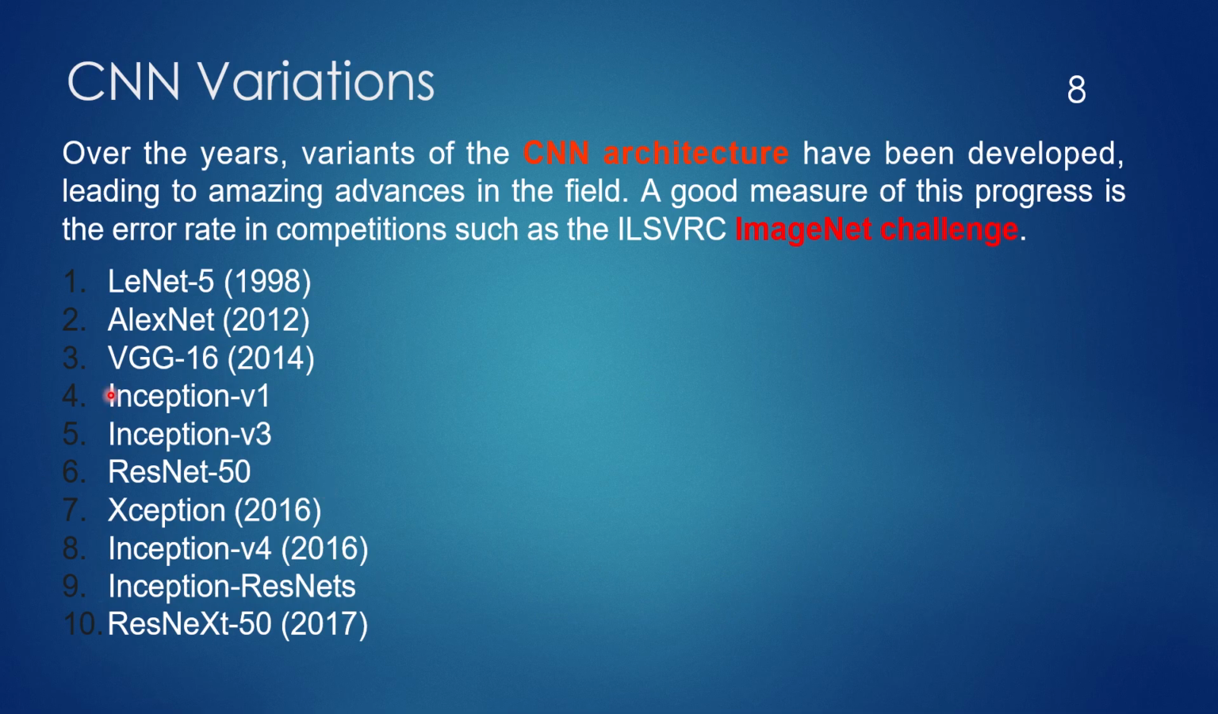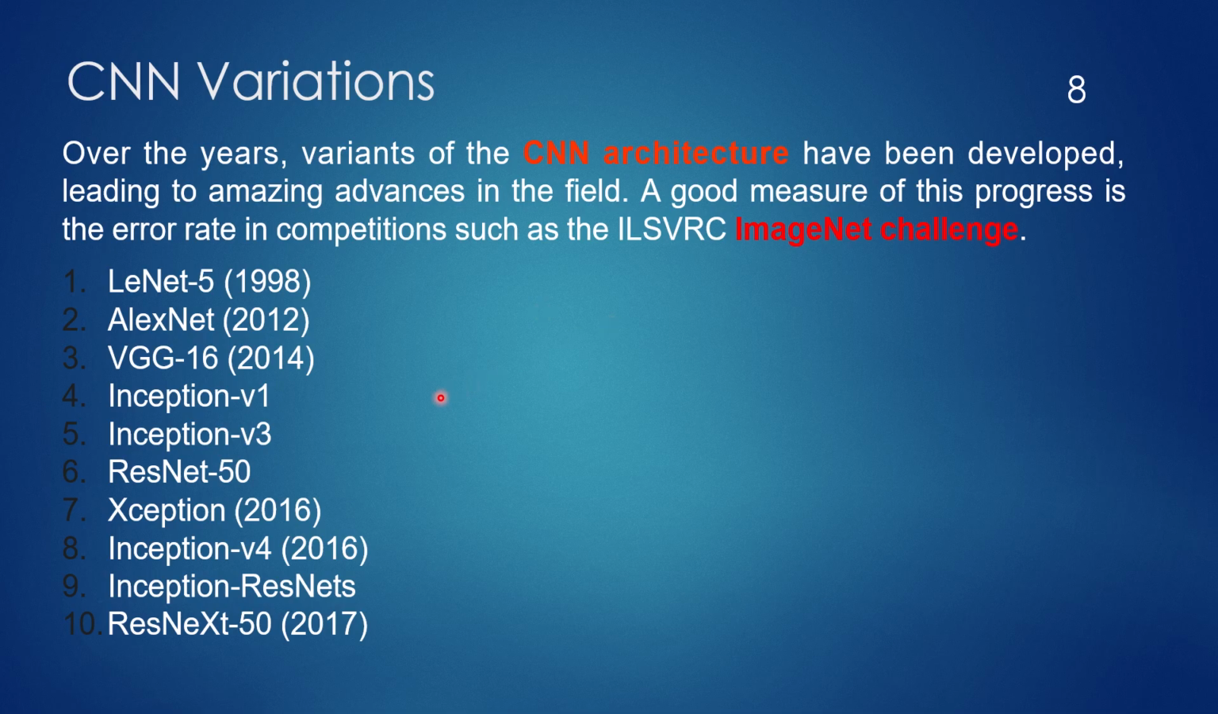Now here we can learn something about CNN variations. Over time, many CNN, meaning convolutional neural network, architectures have been developed. These architectures have driven major progress in deep learning, especially in image recognition tasks. Performance improvements are often measured using error rates in competitions like ILSVRC, the ImageNet Large-Scale Visual Recognition Challenge.